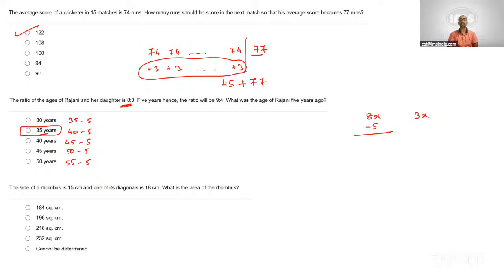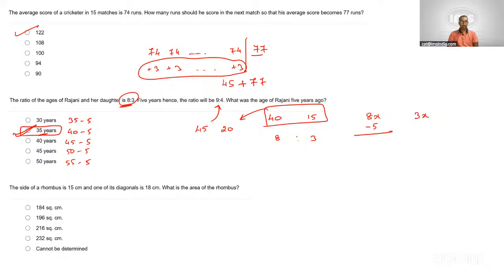What was the age of Rajni 5 years ago? Let's say that is 35. That means today Rajni will be 40. And going by the ratio 8 is to 3, the daughter must be 15. So 40 and 15 are their present ages. As per my guess, 5 years hence means these numbers will become 45 and 20, which is exactly 9 is to 4. So no doubt my option is correct. See, I didn't solve equations. I just went from the options.